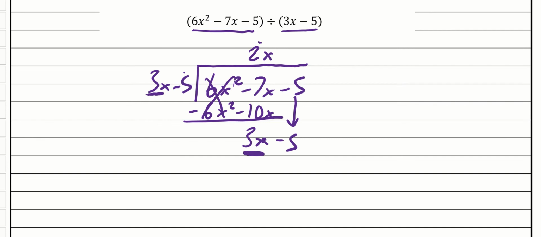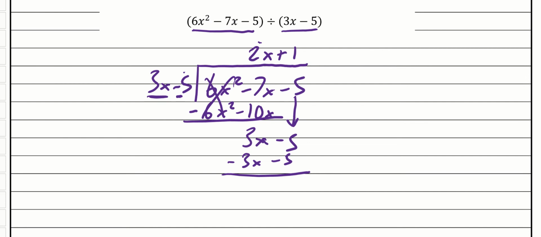right here? Well, 3x is already the value of 3x, so what I would have to multiply it by is just 1. So I'll say plus 1 here, and then I'm going to multiply that 1 by everything on the outside here, so the 3x and the negative 5. So 3x times 1 is 3x, negative 5 times 1 is negative 5, and then just like we did in long division yesterday, I'm going to subtract.